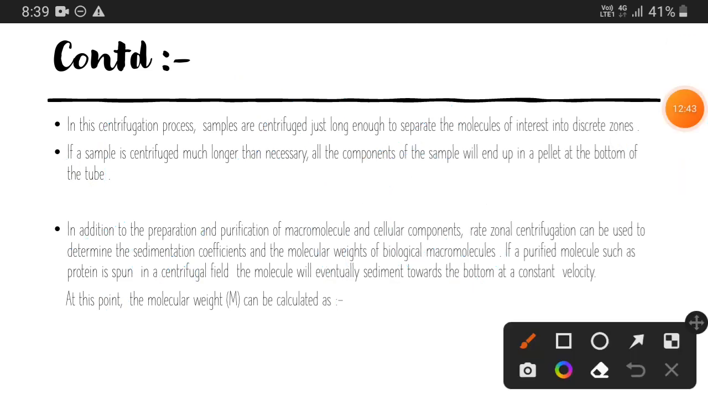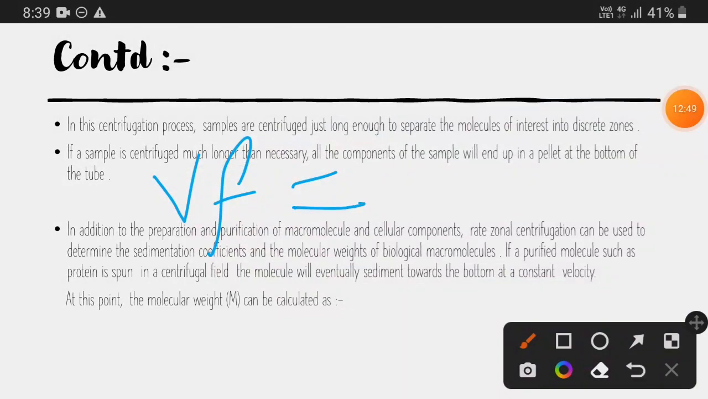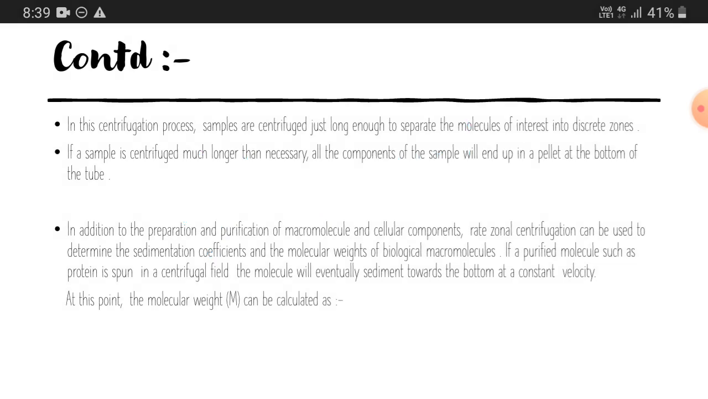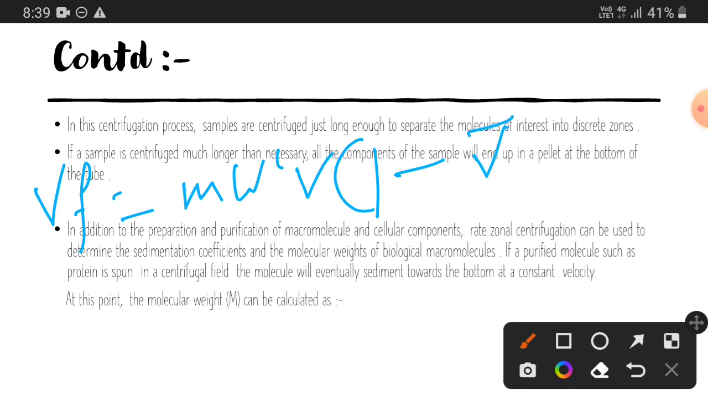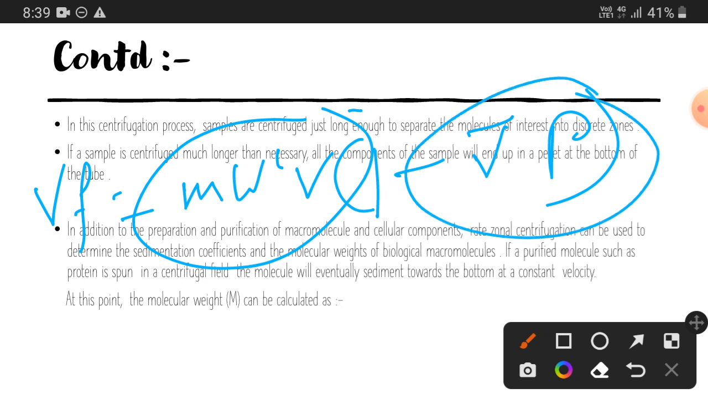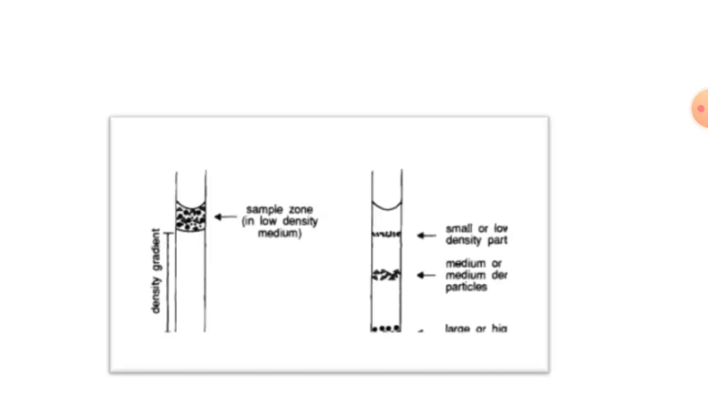If you have forgotten, let's revise this. Sorry for that. Vf is equal to m omega square r. Sorry, the formula was vf is equal to m omega square r (1 minus v bar rho). I hope you remember. If this value is available to us, then we can easily find out the frictional coefficient. Okay, so that's it for today, guys. We have discussed today about rate zonal centrifugation.